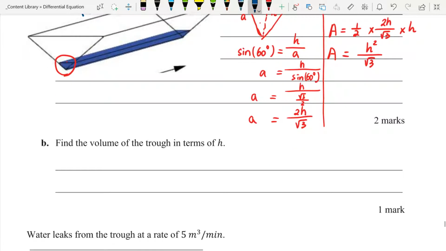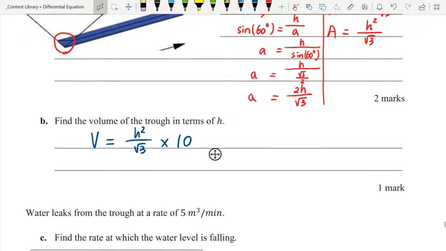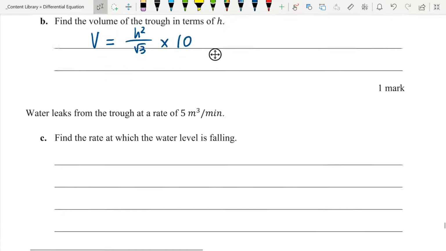And the second one says find the volume of the water in the trough in terms of h. So the volume must be the uniform cross section times by 10. The volume is the base times height, so it's just the base times height. It's h squared over root 3 times by 10.